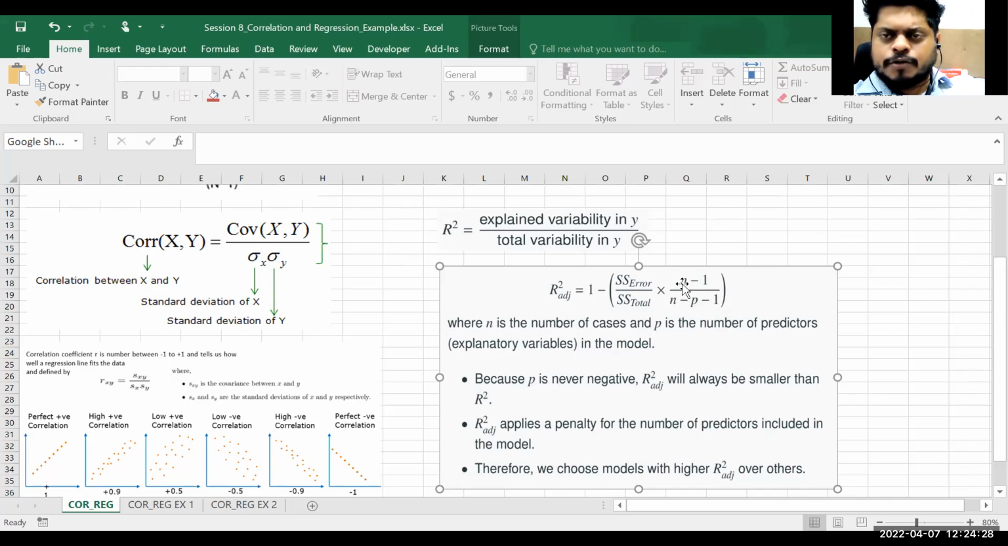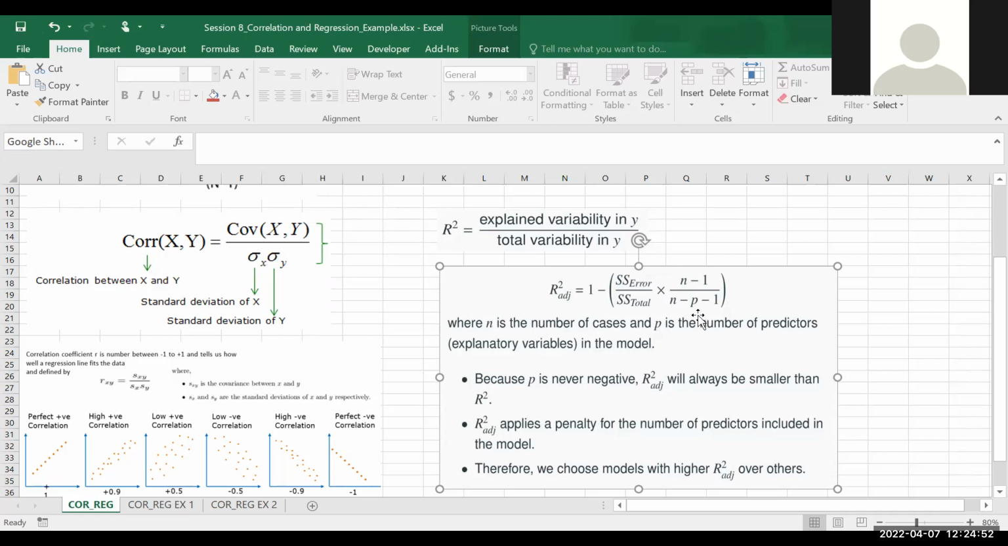I'm just trying to make the ratio a little bit understandable. Let's say I have 11 data points, and I start with, let's say, two independent variables. So what will be the ratio? 11 minus 1 is 10, over 11 minus 2 minus 1. What will be the value? 11 minus 3 is 8. So 10 divided by 8 is 1.25.